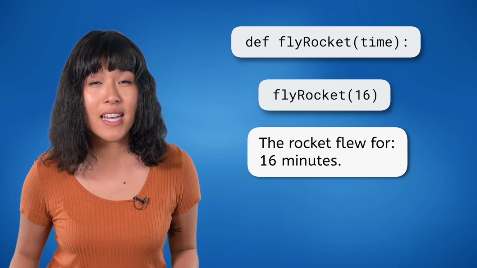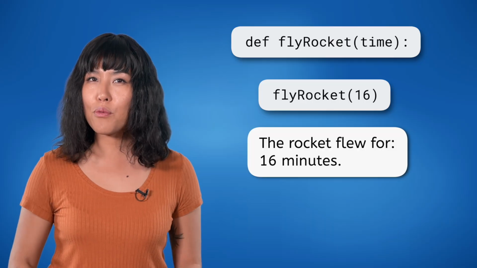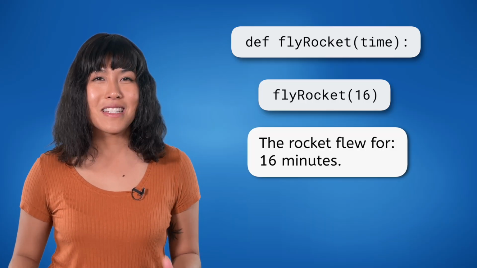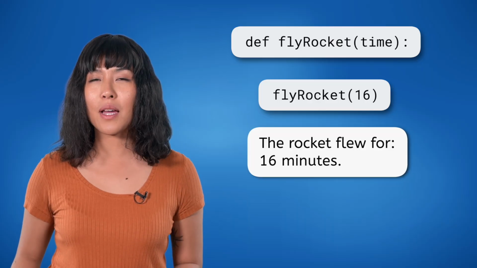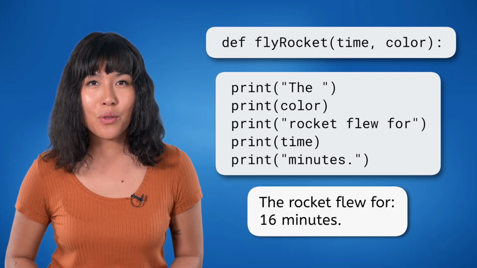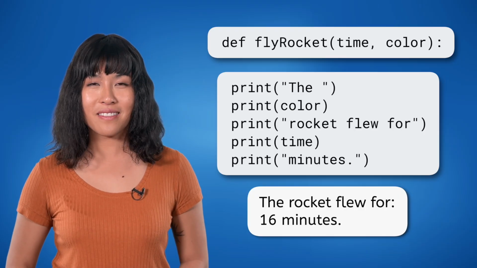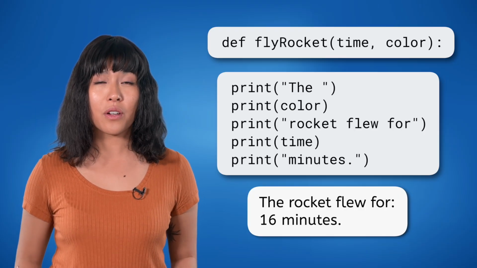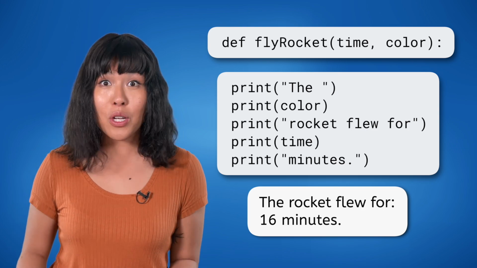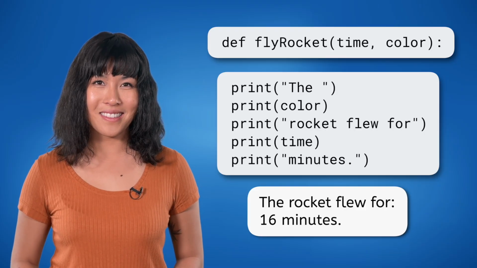If we want to add additional parameters, like the color of the rocket, we separate those parameters by a comma, like this: def flyRocket(time, color). We can now include the new parameter, color, in the body of the function. If we wanted to call this new function and make a green rocket fly for 33 minutes, how can we call it? Try it now in your guided notes.